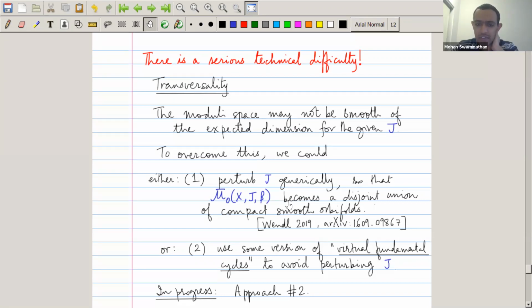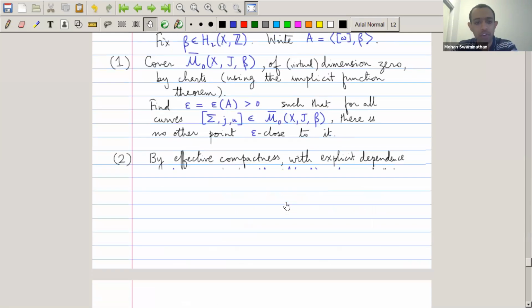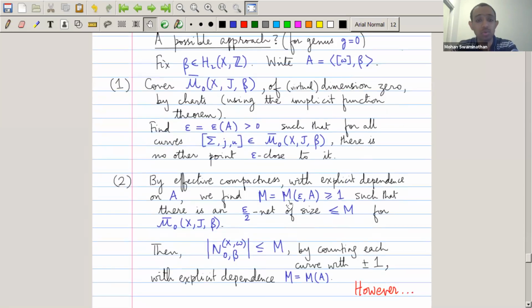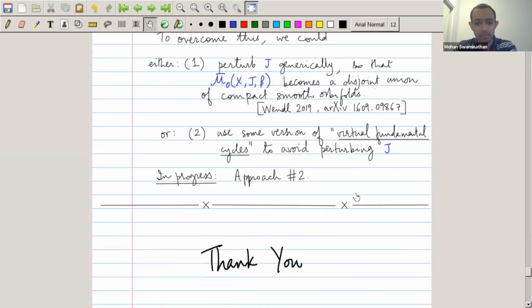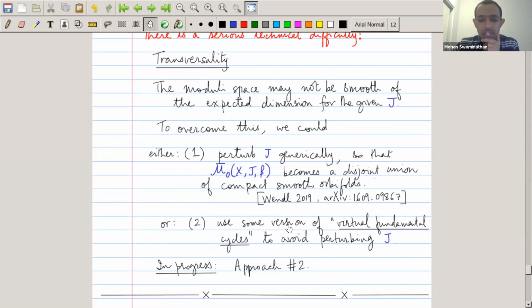So this seems a little bit difficult because it's not clear how to do step 1 uniformly in this case. That is, do step 1 explicitly depending on just the energy bound, because this will need some kind of careful argument with some kind of quantitative Sard's theorem. So this is something which might be possible, but at the moment I'm actually trying the second approach, which is to try to use some version of virtual fundamental classes.